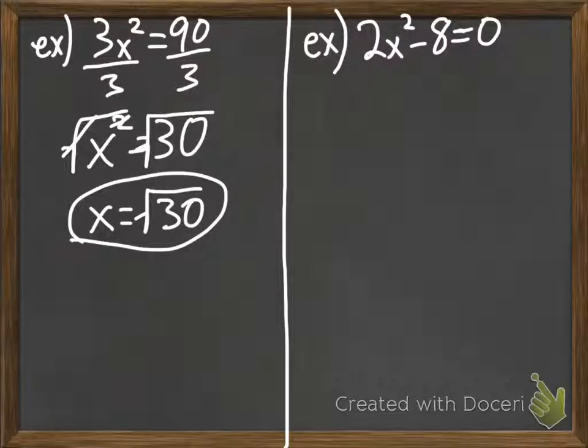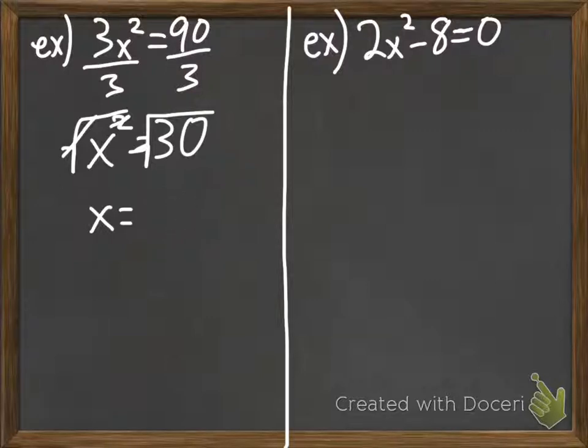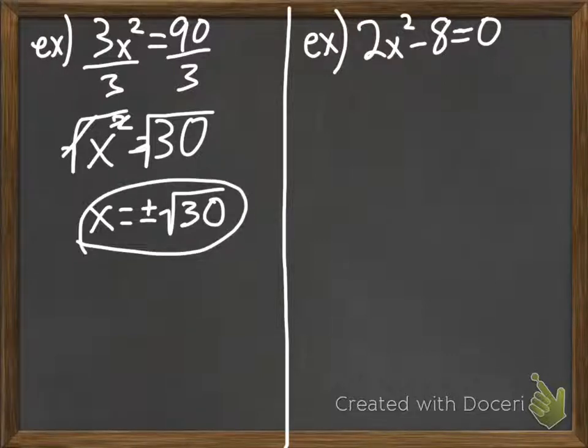But there's an issue here, isn't there? When I take a square root, I don't just get one answer. I get two answers. So remember that. We're taking square roots, so we should be getting two answers.